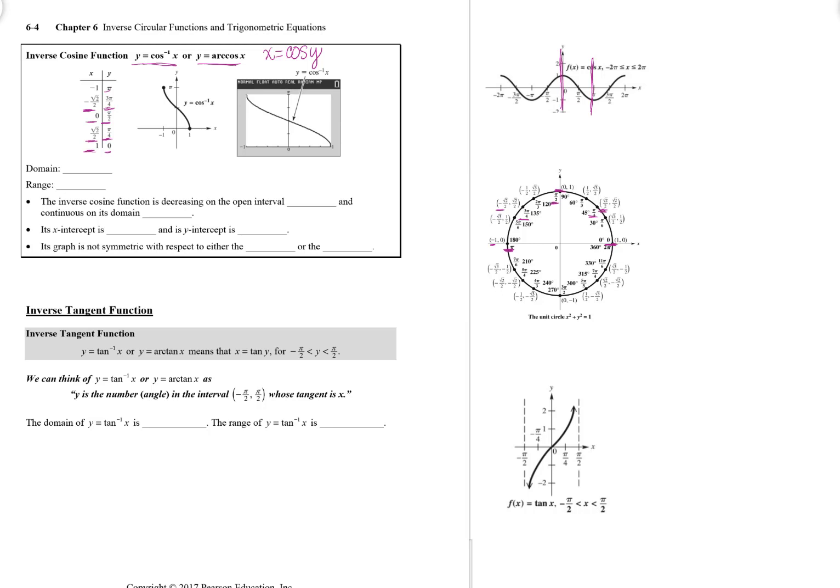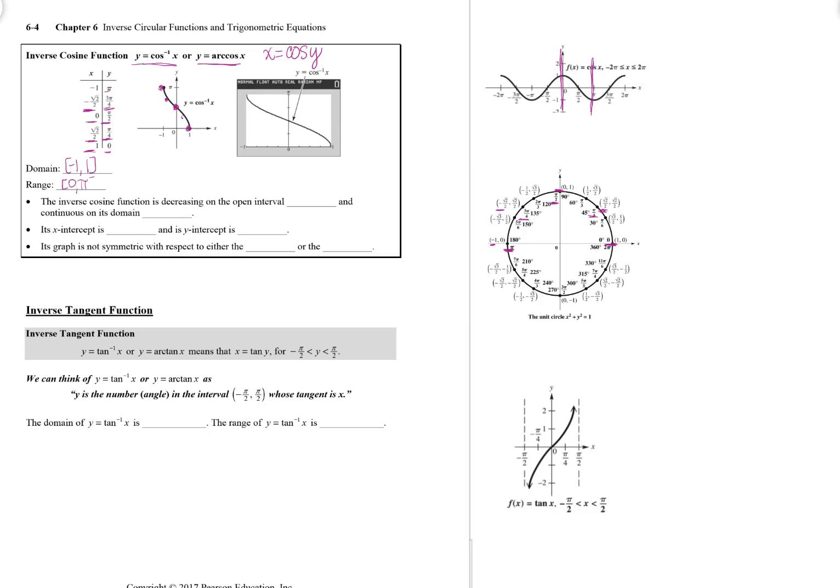If we plot -1, pi, that's here, and then 0, pi over 2, and 1, 0, and then in between that you can graph -√2/2, 3 pi over 4, which is up here, and then √2/2, pi over 4, which is there. And that's what the graph looks like. For the domain, if we read it from left to right, we're going from -1 to 1. The range is from 0 to pi.